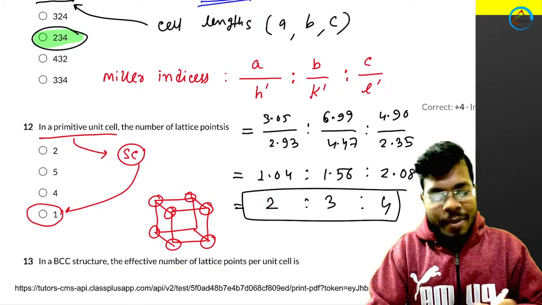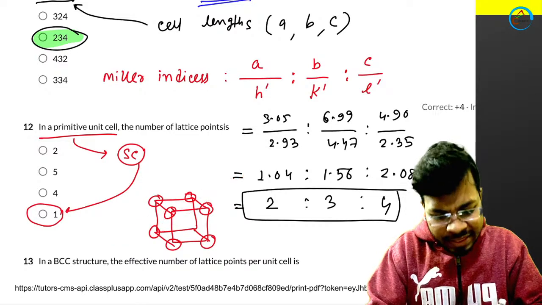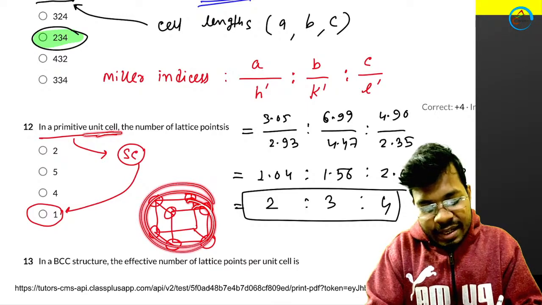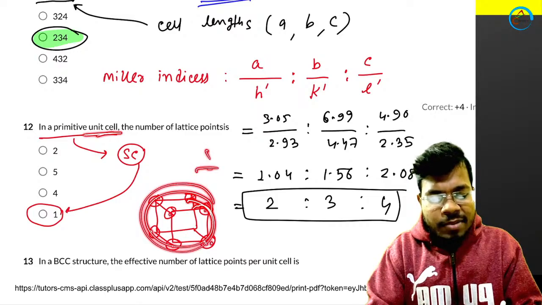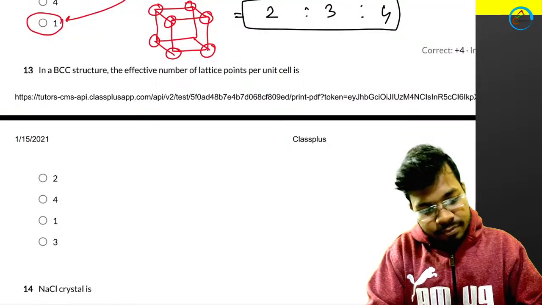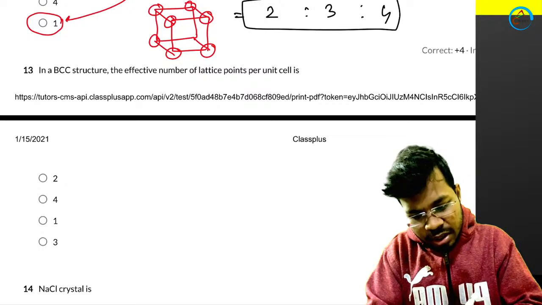Okay, so if you have any issue you can ask me. That's primitive. This cell is called primitive, where in this cubic unit cell, at the corner only lattice points will be there. So corner means 1/8 multiplied by 8, you will be getting 1. That's all. Question number 13. So question number 13 has this part. Okay, so ignore this part.